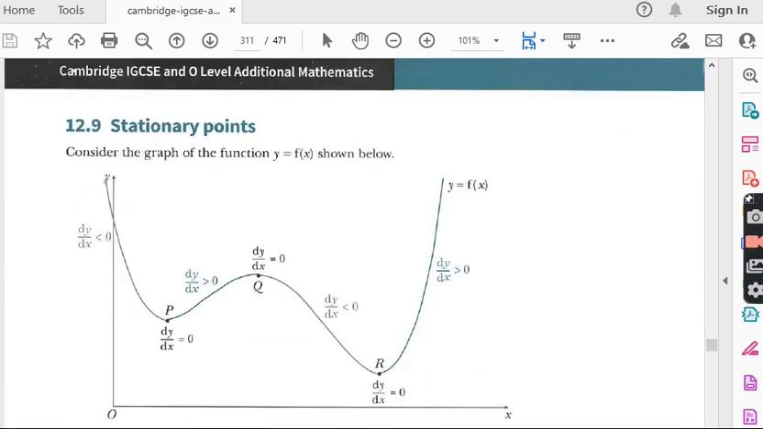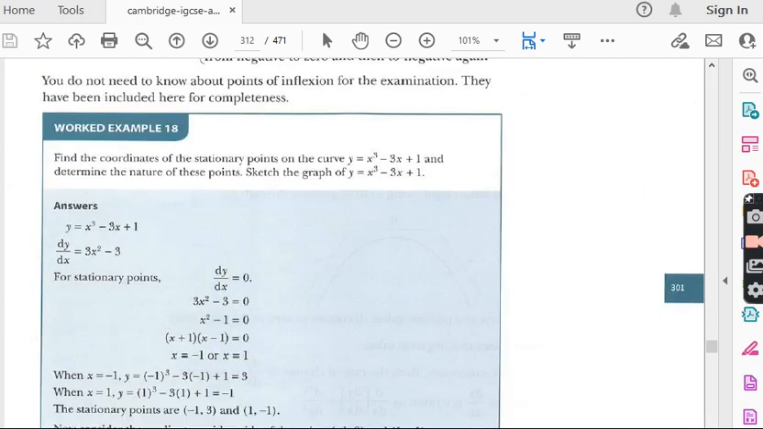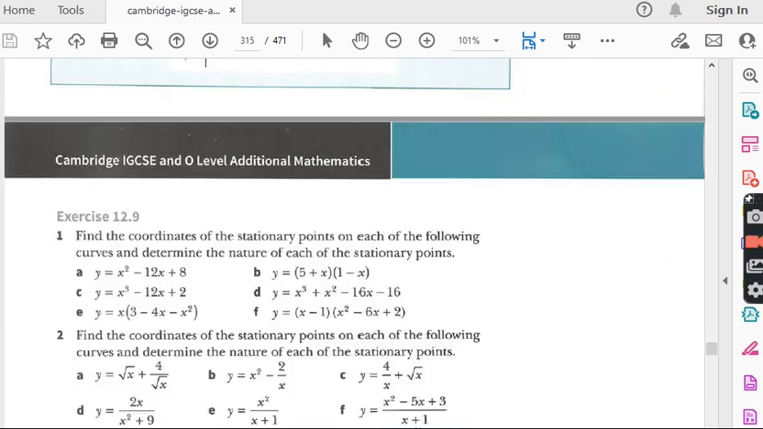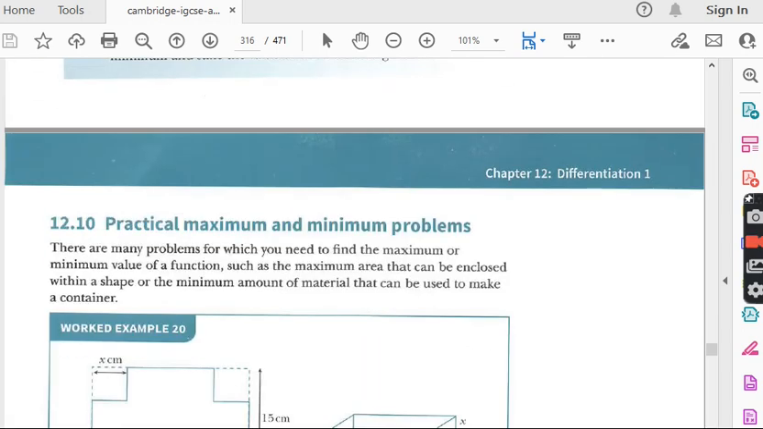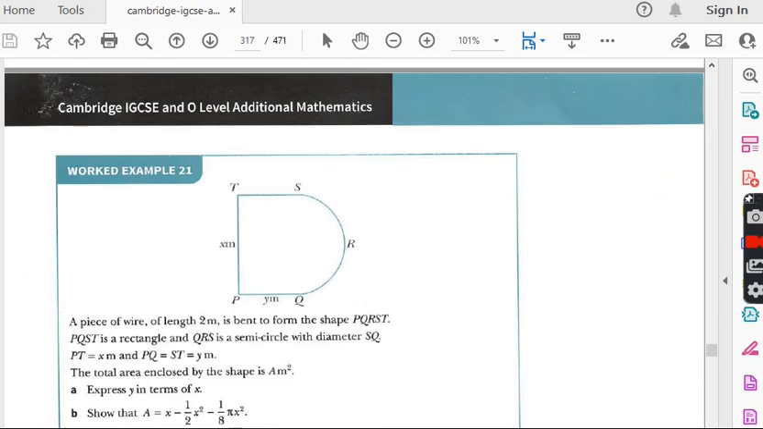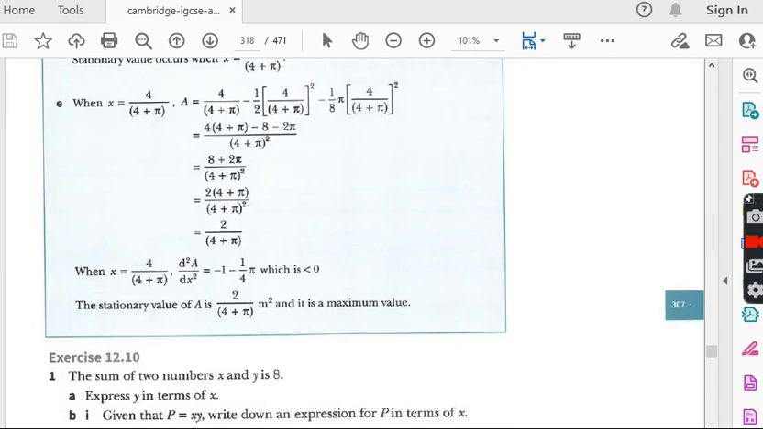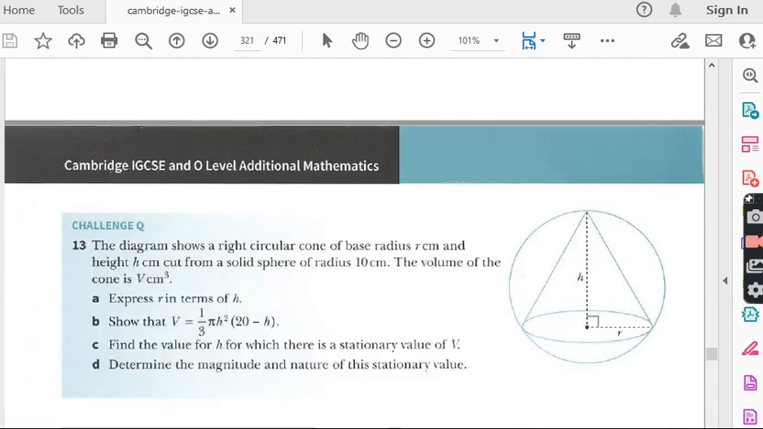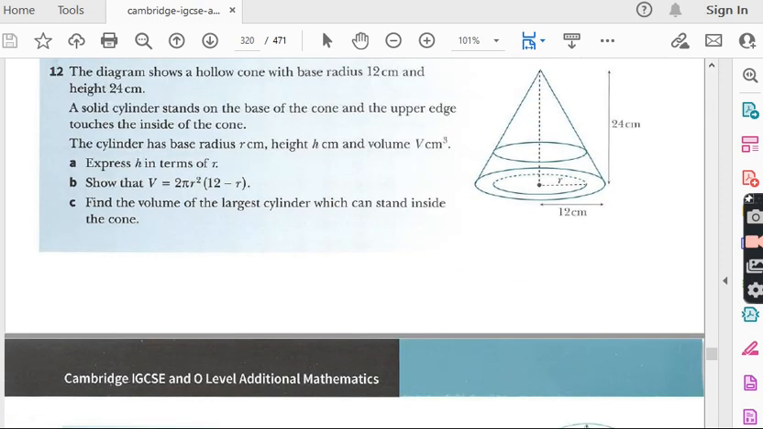12.8 double derivative, 12.9, no issue, very easy. Practical of derivatives are also very easy. 12.10, how many exercises are left? Yes, so in 12 to 13 lectures I will finish this chapter, a very important chapter from the examination point of view. So this is our today's class.